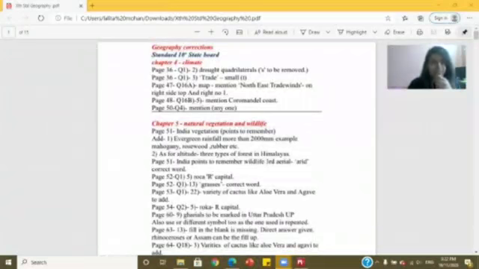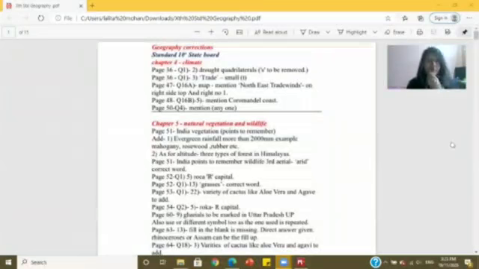Page 47, question 16, that is 16a, which is a map based question. We have to mention northeast trade winds on the right side top along with the number 1. Page 48, question 16, that is 16b, 5, mention Coromandel coast. Page 50, question number 4, mention any one. These were the corrections from chapter 4.